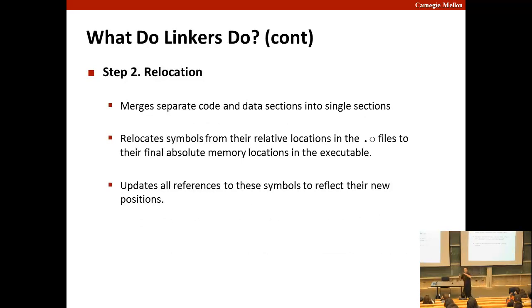Relocation. As we merge these separate .o files together, things need to get moved around. Because each .c file was rendered to a .o file completely independently. And now the code sections need to be merged, and the data sections need to be merged. And when that happens, all of those symbol addresses need to get changed. They need to be updated.